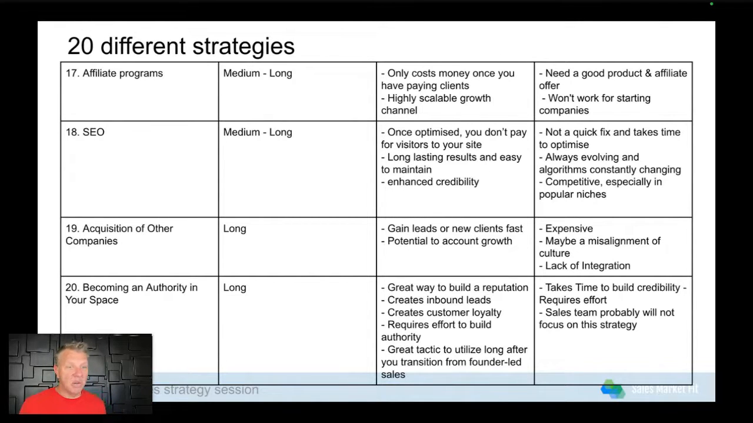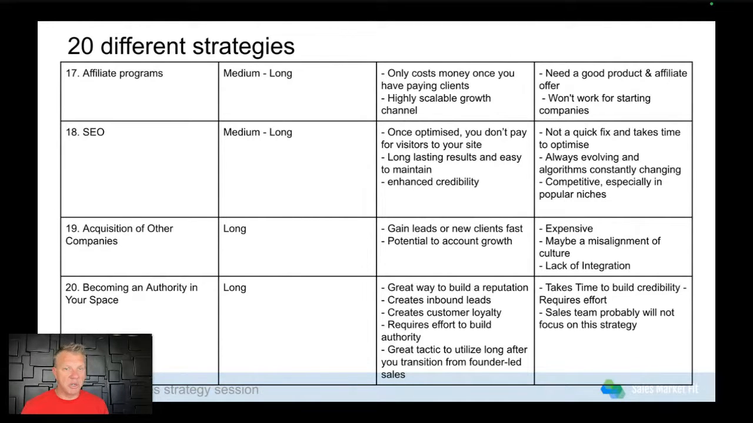Now, SEO, we're almost at the end here. It's a medium to long-term strategy. Once optimized, you don't have to pay for visitors to your site. But again, this isn't a quick fix. It takes time. So if you're going to rely on SEO as a short or medium-term strategy, you're probably not going to bear fruit for 12 months, 18, 24 months. So you have to have supplementary short and medium-term strategies to pick up the slack until that starts kicking in.